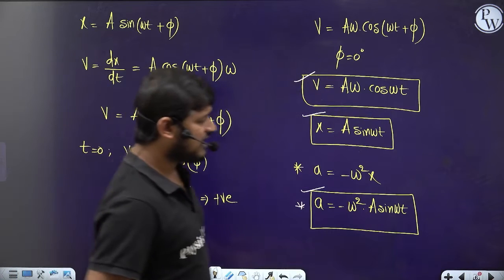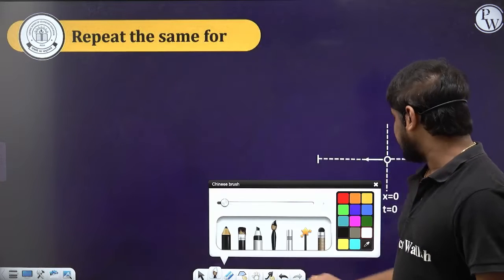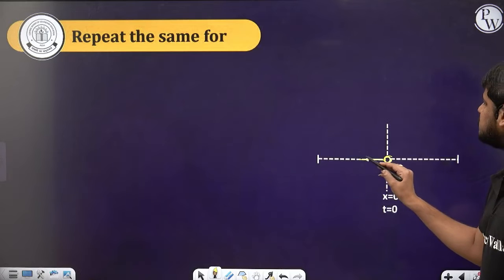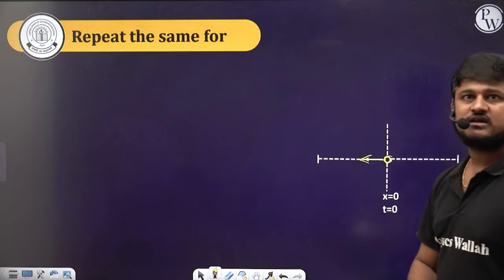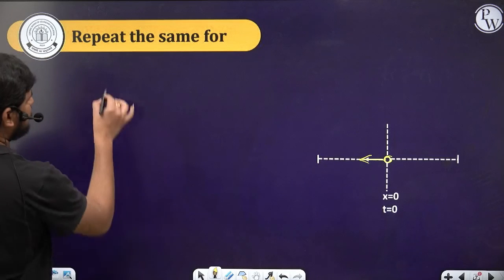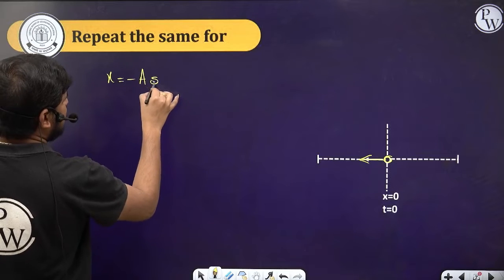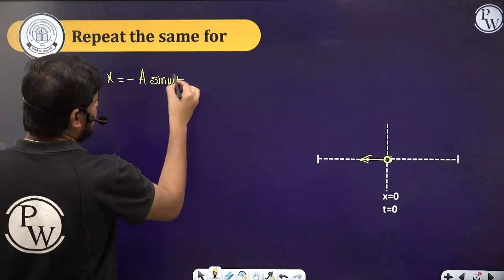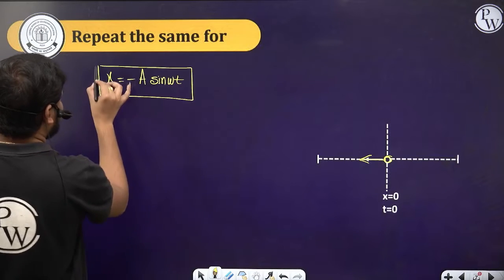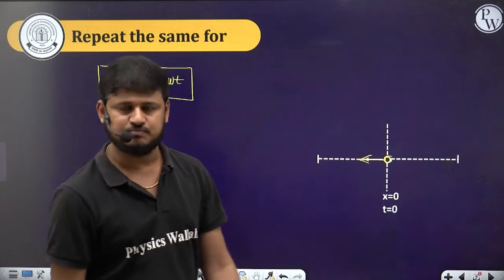In a similar manner, I am not going to do all the derivations. If the particle is performing S.H.M from the mean position, x = 0 at t = 0, then in this case the equation for the S.H.M will become simply x = minus A sin(omega t). Done. This is the displacement when it is performing S.H.M from the mean position to the left extreme position.